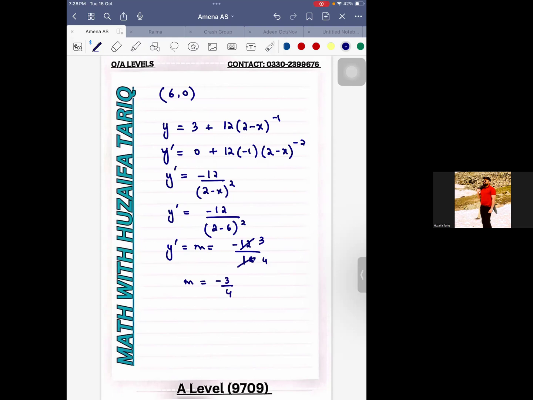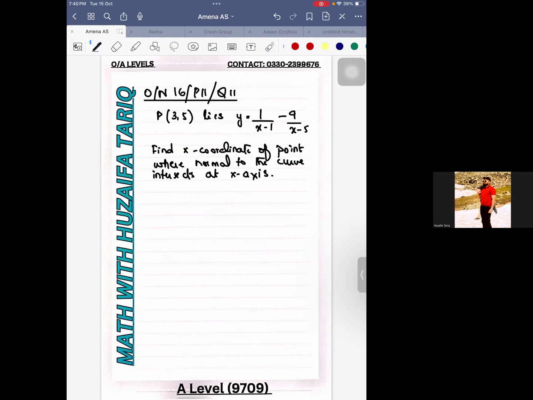Now just substitute the value of gradient and the coordinates in the equation. Y minus y1 equals m into x minus x1. So it will be y minus 0 equals minus 3 by 4, and then x minus 6, it will be y equals minus 3 by 4x, minus minus plus 6 into 3 is 18. That will be the final equation of the tangent.